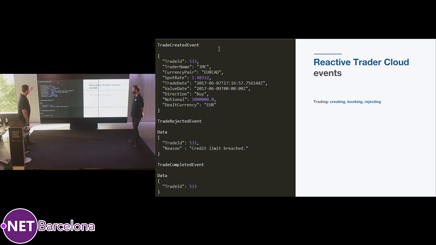So you can try to create a trade, the trade can be rejected, or the trade can be completed, and that's it. And from those small events, not very complicated, you could probably leave the meetup and go home, or go to work tomorrow morning and write them down again from memory, because they're not that complicated. You'll be able to rebuild the system.